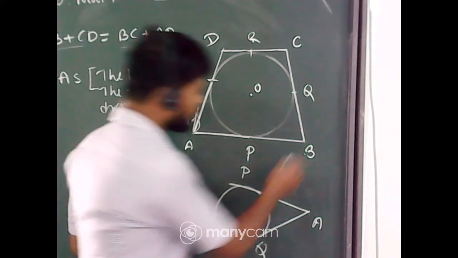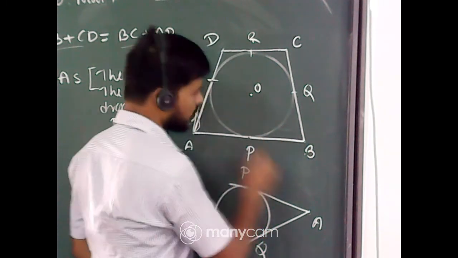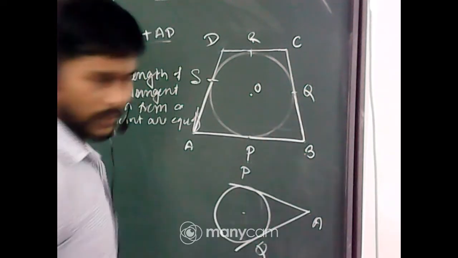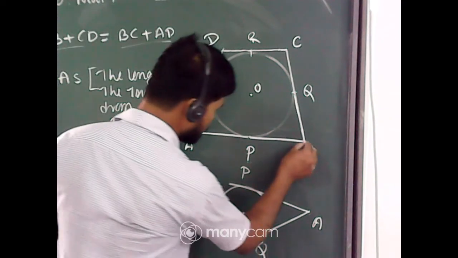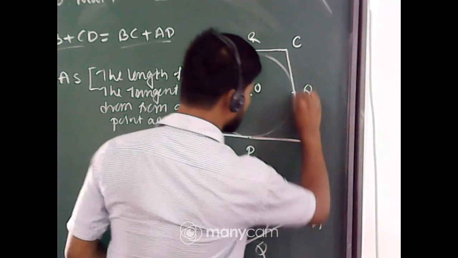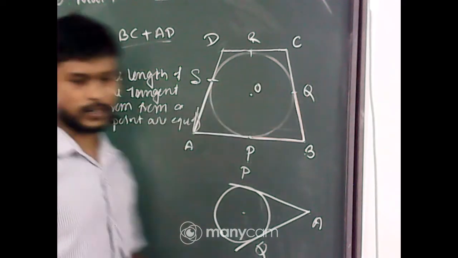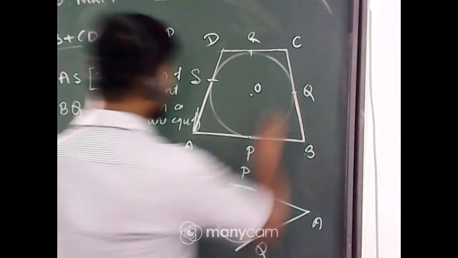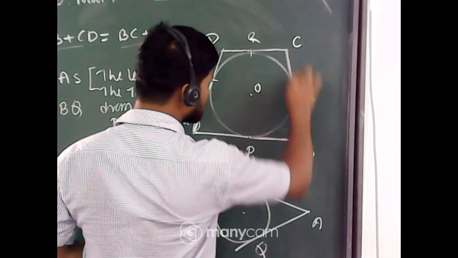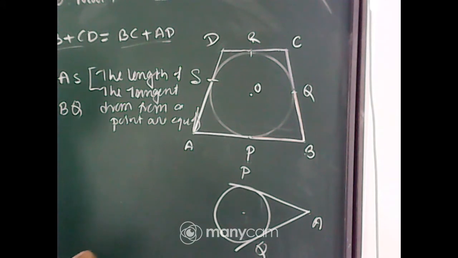Now consider the point B. Now look, from the point B we have also drawn two tangents. One is BP and one is BQ. So the lengths of BP and BQ will also be equal. So we can write that BP is equal to BQ. The reason is the same. Now consider the point C. From the point C we have again drawn two tangents. One is CR and one is CQ. Okay. So we can write that CR is equal to CQ.